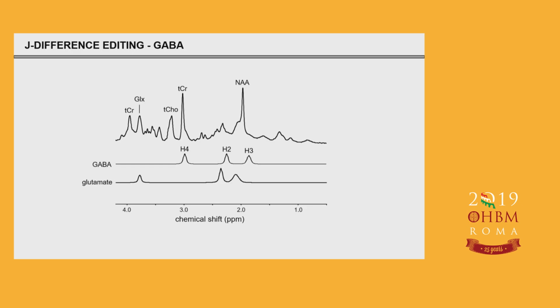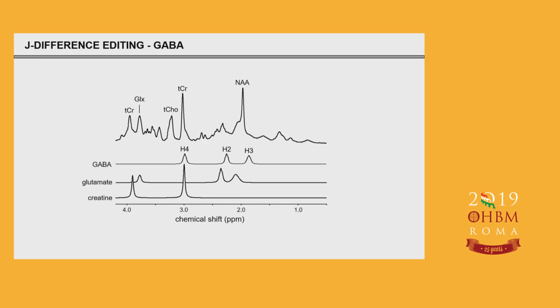Now, then it becomes a question of what are the overlapping compounds. If you look at H2, H2 is overlapping with glutamate H4 and H3. GABA has scalar coupling, glutamate has scalar coupling. So there's no absolute difference. So then you cannot really expect an absolute separation either. So normally H2 is not used because it is overlapping with a scalar coupled spin system.